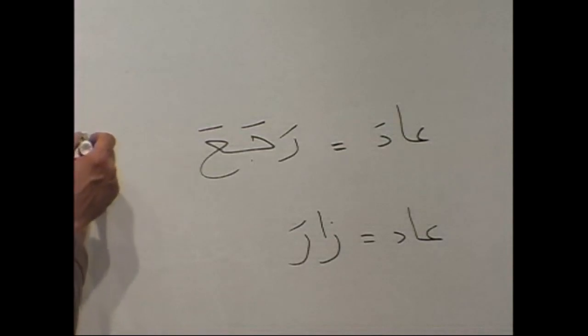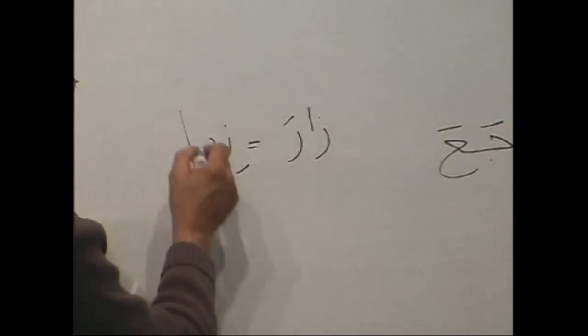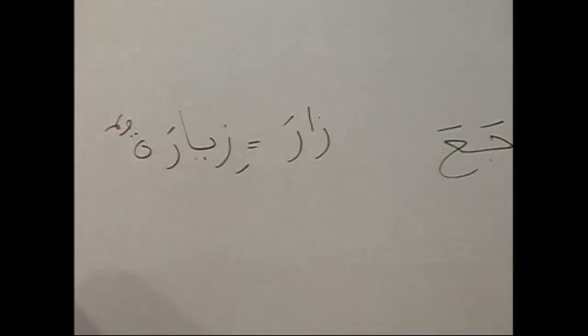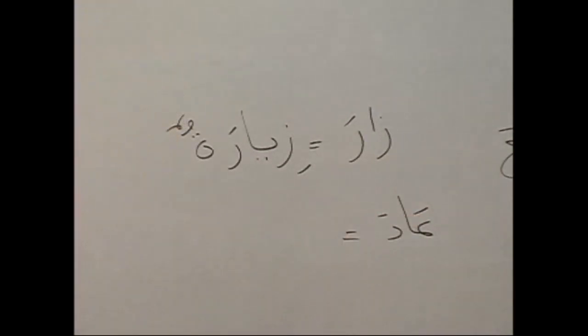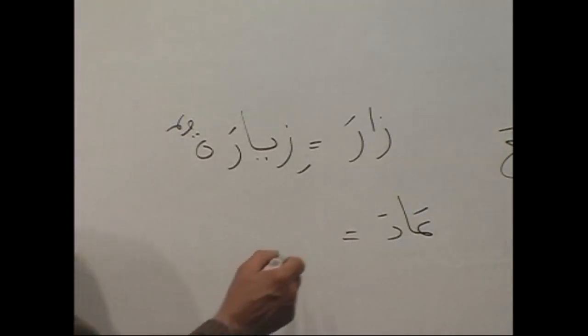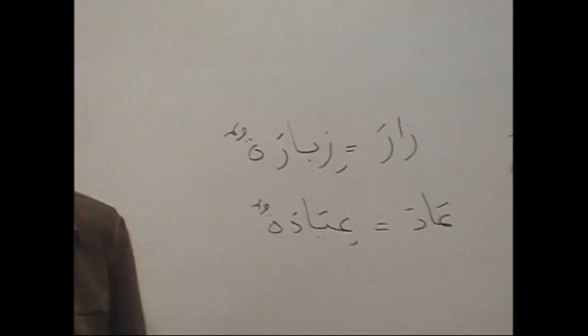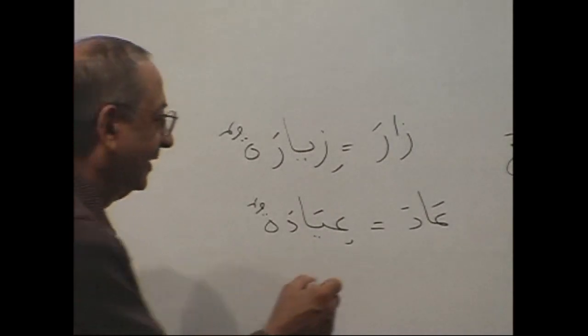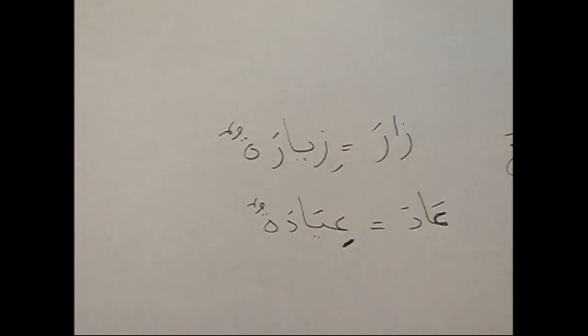Watch carefully, brothers and sisters. Zara. What is the masdar of zara? Ziyara. Ziyaratun. Are you with me, brothers and sisters? So you visit a friend or relative, okay? But what is the meaning of ada? What is the masdar of ada? Iyadatun. Now what is the meaning of iyadatun? To visit a sick person. Keep that in mind, brother. Aada will become iyadatun. Zara will become ziyaratun. Keep that in mind, brothers and sisters.